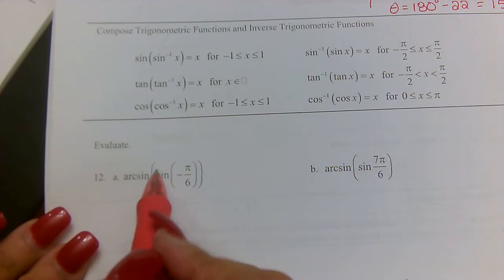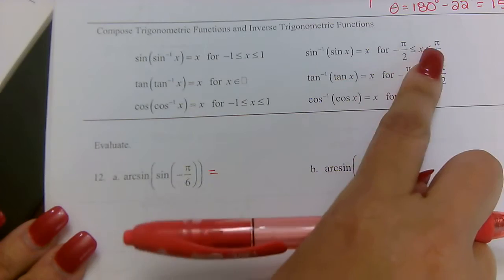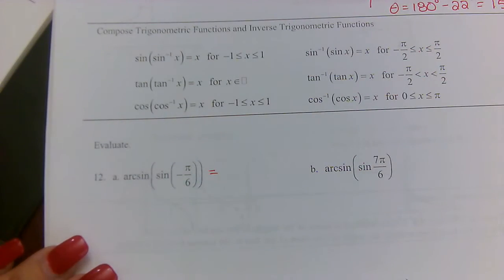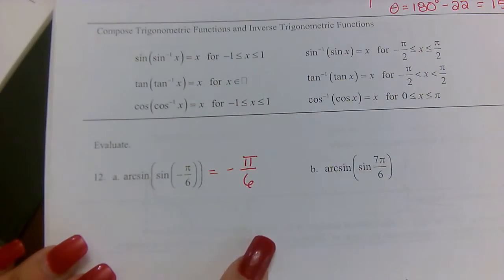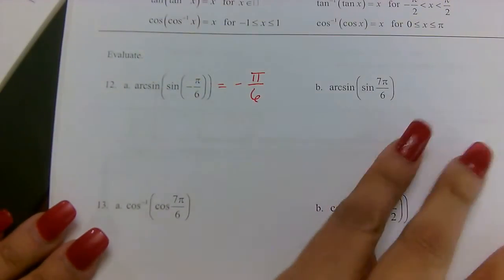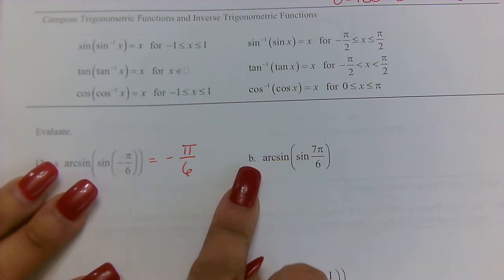So here your answer will be the same thing as long as it's within these restrictions. Negative pi over 6 is within the restrictions, so that's going to be your answer. Okay. For part B, you can see that you have, again, your sine values.